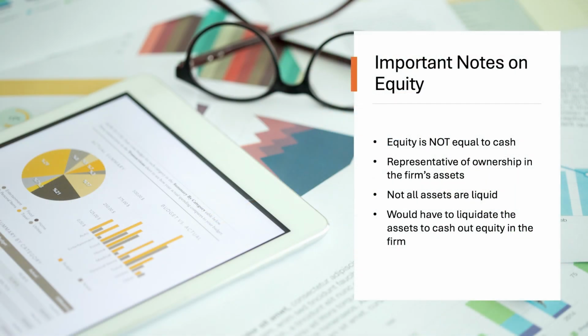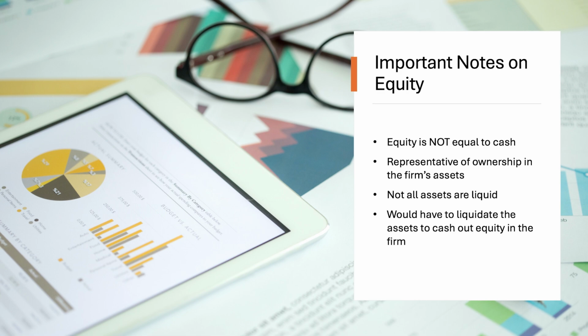An important takeaway to note here is that equity is not equal to cash. It's not a cash account that is sitting there in the firm. It's representative of the ownership in the firm's assets, and not all of those assets are liquid. So we would have to actually liquidate the asset to get the equity out of the firm. So think back to the house example. We don't actually get to recognize that $40,000 until we sell the asset.